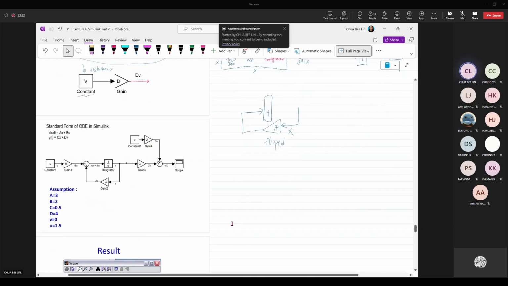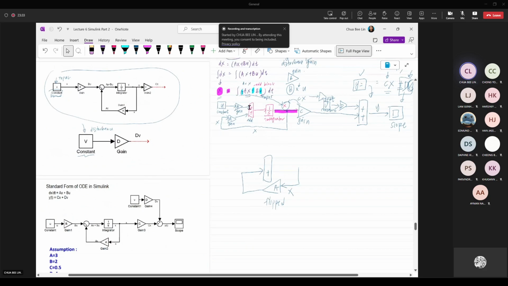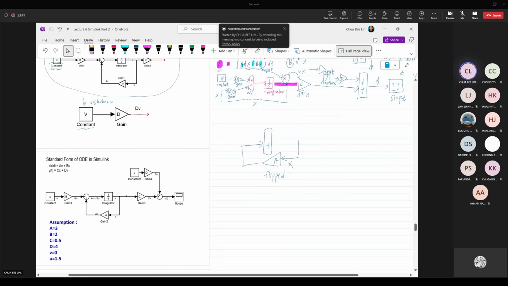Okay, then there will be numbers given to you. What are the A, B, C, D, V, and U? Then you will complete the diagram. For example, A is 3. Then instead of just having the A over here, I will put in your solution of test, right? I will put A equals to 3, and then U equals to 1.5, and then B equals to 2.